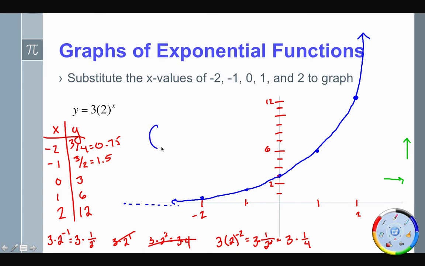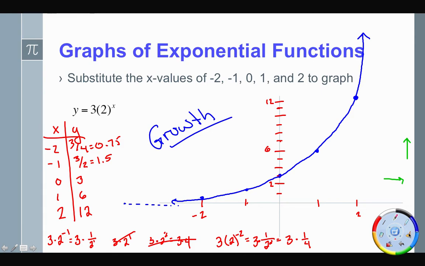So this, as we know, is a growth model. As x increases from left to right, y increases as well. So this is an exponential growth function. This is how we're going to graph these functions. We are going to look at plugging in x values, or substituting x values, and getting the corresponding y values in order to graph.